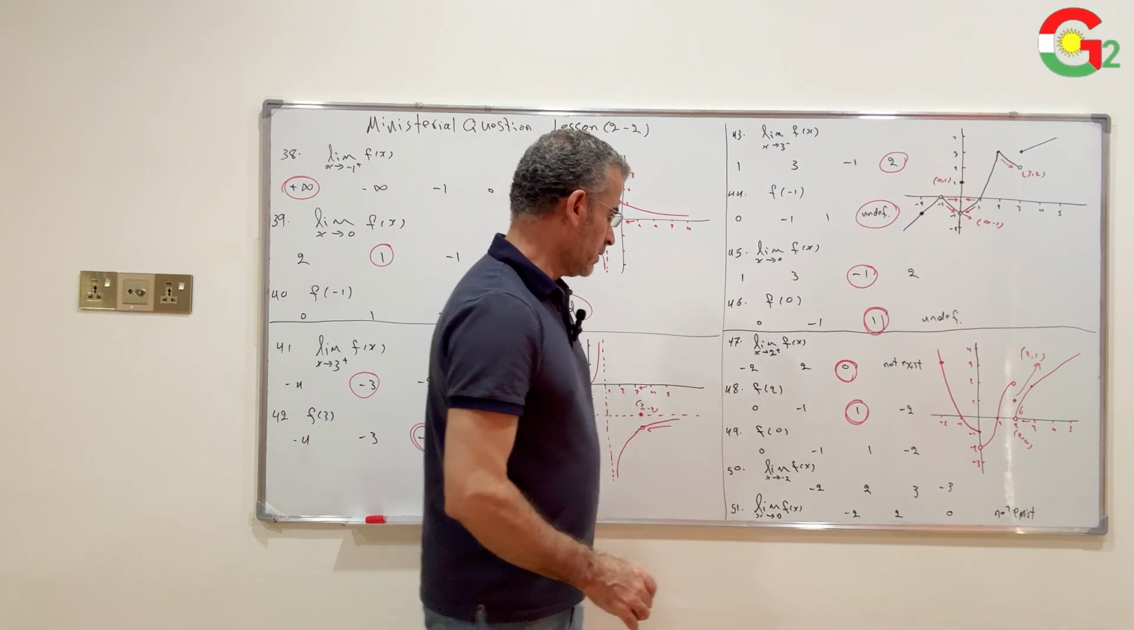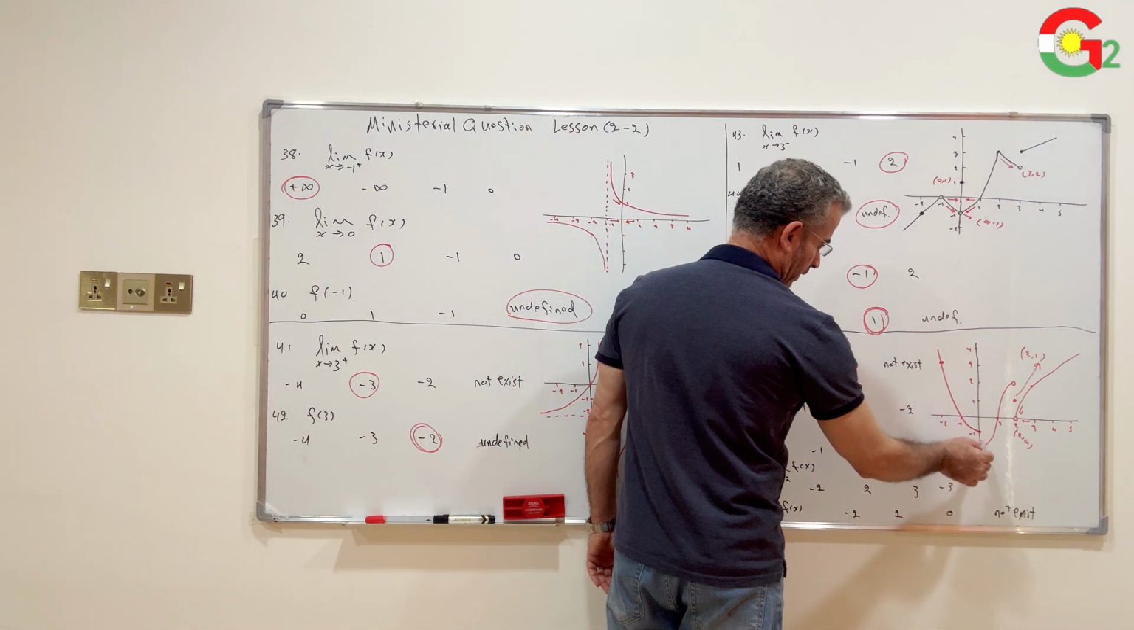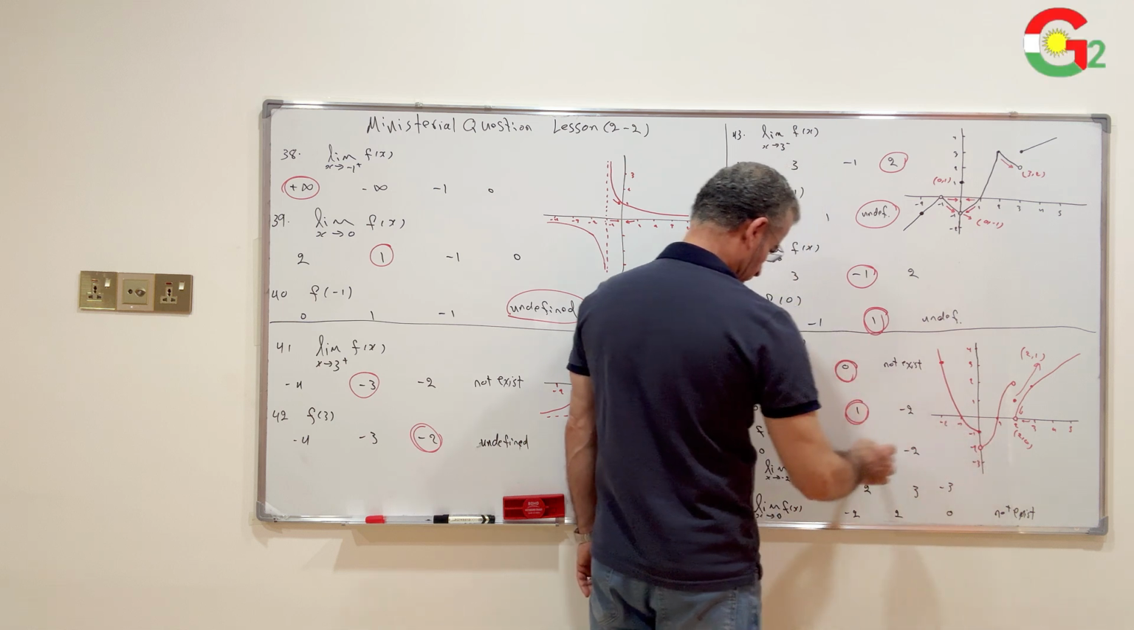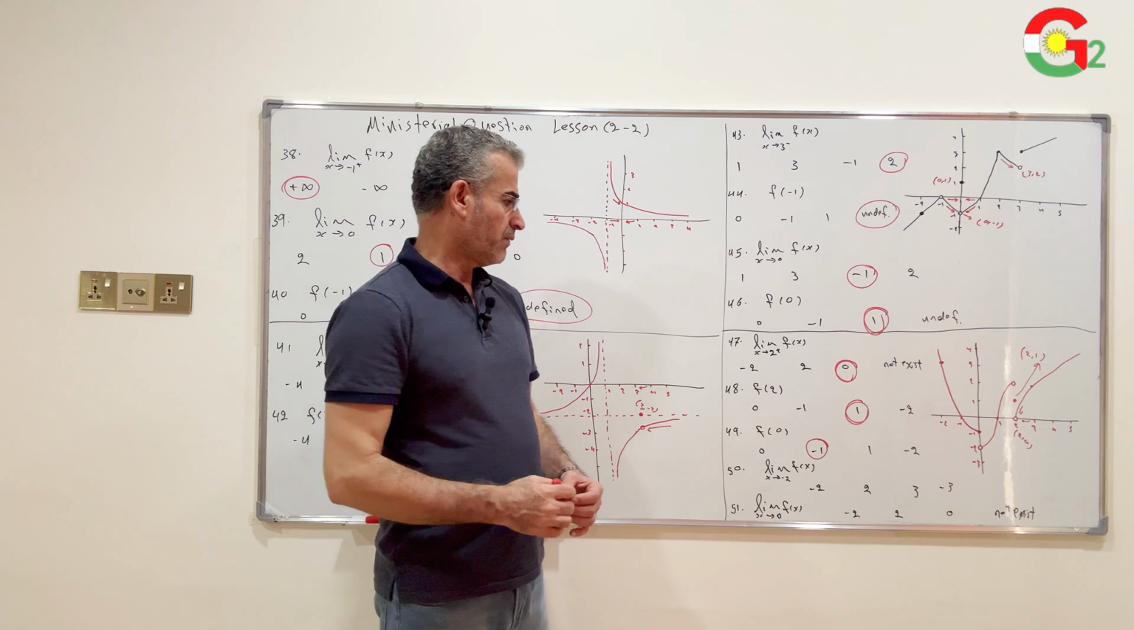f of 0, this is 0. f of 0, here we have a gap, but here the function is defined, then -1 is f of 0.